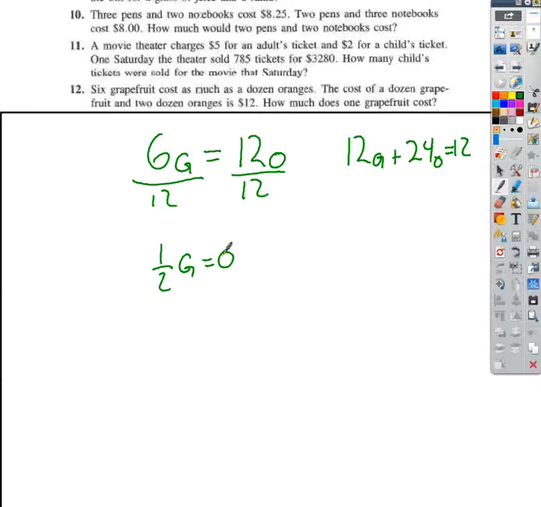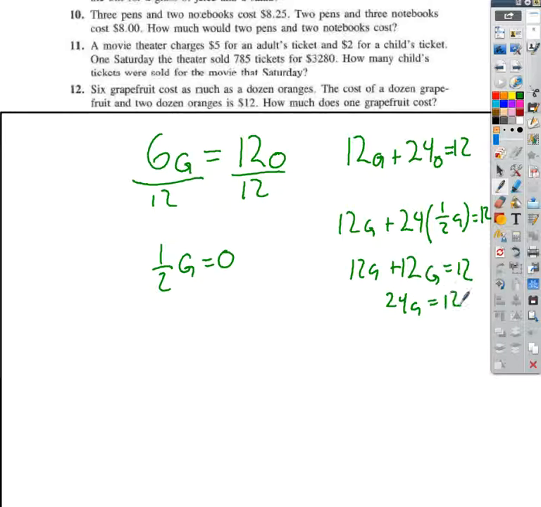Why you'd buy half a grapefruit is beyond me, but that's okay. We know we can get half a grapefruit for 1 orange, which means I can get 12 grapefruits plus 24 oranges, but an orange is worth half a grapefruit. And that's $12. Okay, so 24 times 1/2 is 12. So that's 12g plus 12g is equal to 12. So I get 24 grapefruits for $12. That means a grapefruit has to equal 50 cents or half a dollar, right?